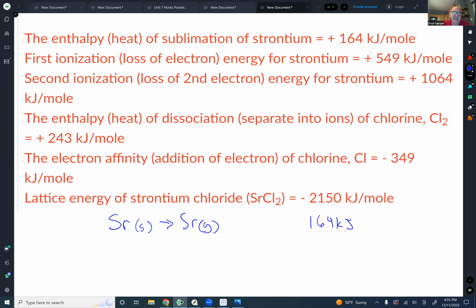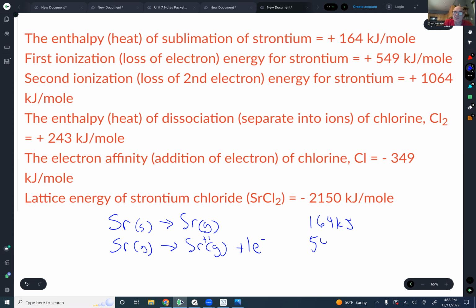Then the second step in this, it says first ionization energy for strontium. So strontium as a gas is going to lose one of its electrons. And that process means it's going to take 549 kilojoules. I'm going to scroll down so that we don't run out of room.